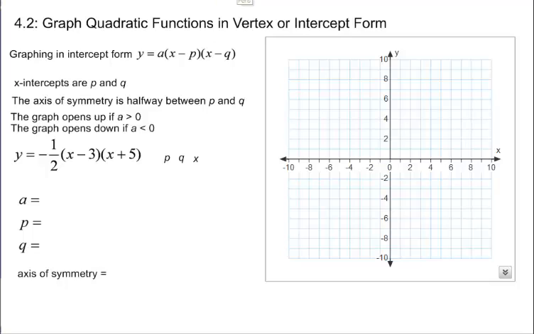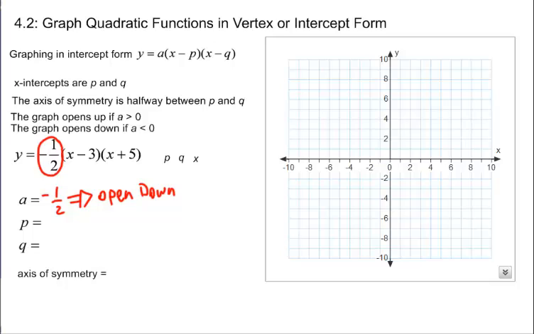Well, one of those things that we need to find is a. A doesn't change. It's that number in front. Here's a right here. So my a is going to be -1/2. Right off the bat, we know that we're going to open down.